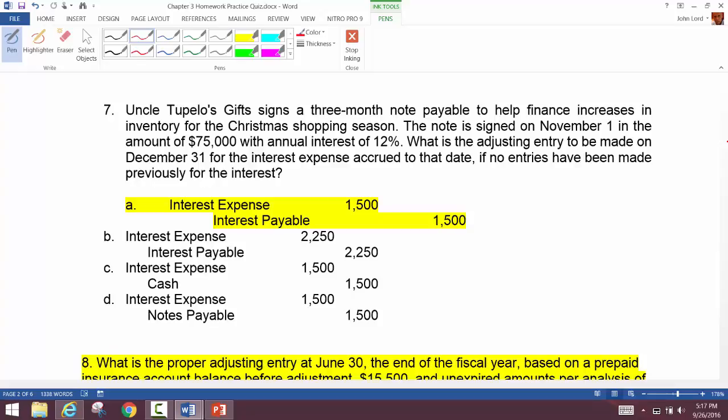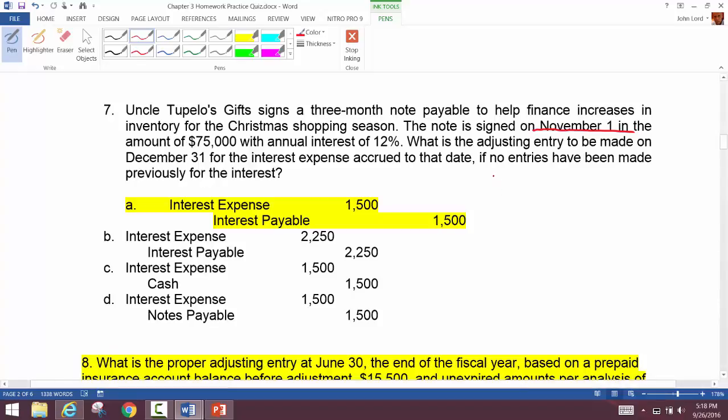When did we borrow the money? November 1st, and they want me to give them the adjusting journal entry on December 31st. How many months? Good. Count on your fingers. When I was studying for the CPA exam, my dad would say, what, are you going to be a CPA that counts on your fingers? And I'm like, yes. For these kind of questions, I'm counting on my fingers so I keep track of what I'm doing.